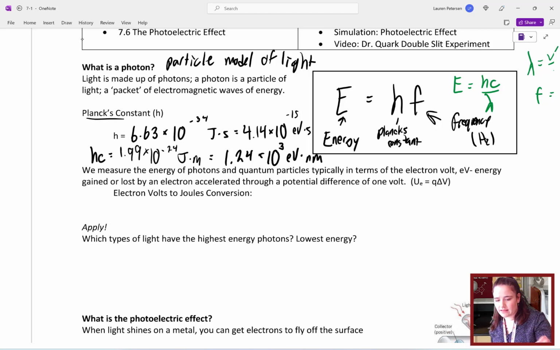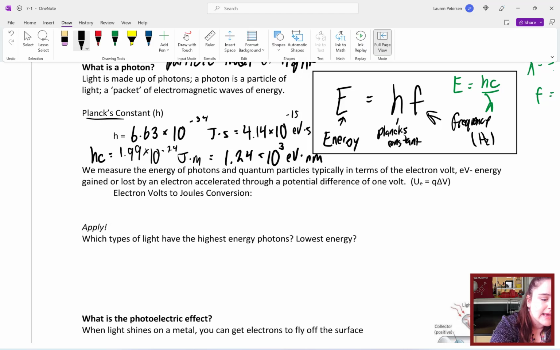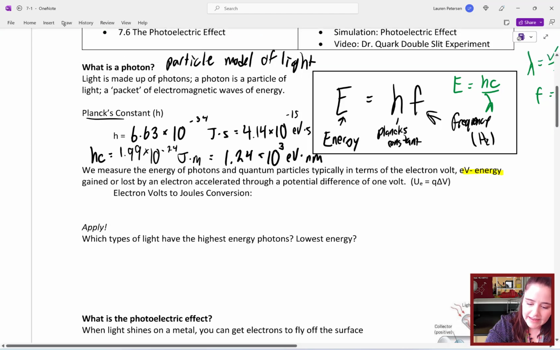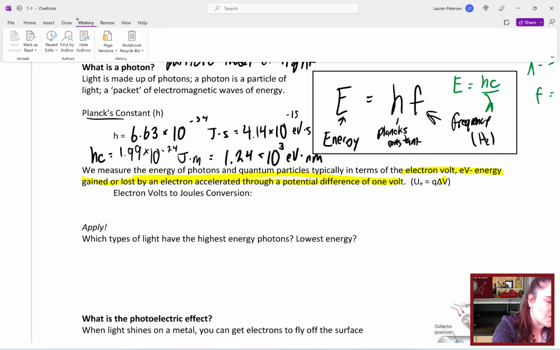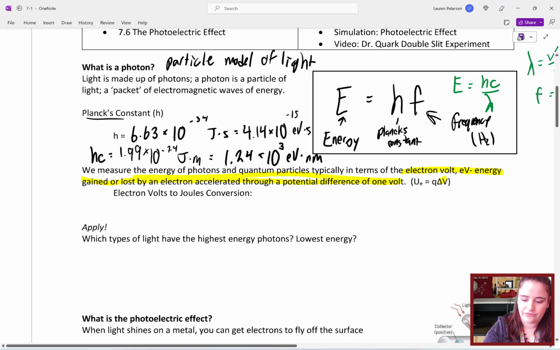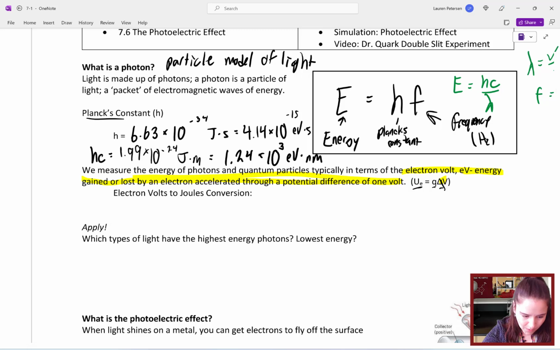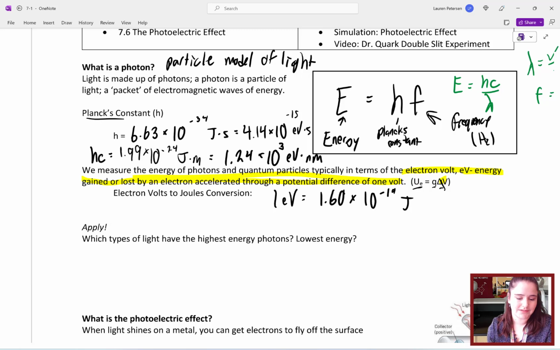Now, what an electron volt actually is, is the amount of energy gained or lost by an electron when it goes through a potential difference, or a delta V, of 1 volt. So the conversion is pretty straightforward, because the energy is Q times 1 volt. That means that 1 electron volt is just equal to the charge on an electron, 1.60 times 10 to the negative 19 joules. And that is on your conversion sheet.